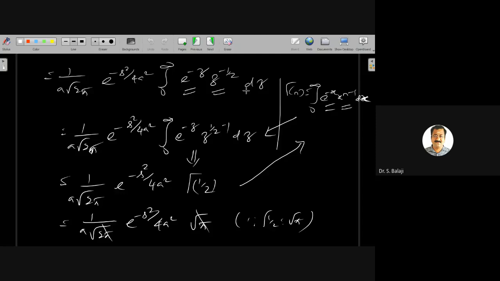So we have 1 by a root of 2 pi e power minus s square by 4a square. You know the gamma integral definition: integral 0 to infinity e power minus x, x power n minus 1 dx. We need the n minus 1 form here, e power minus z with z power something minus 1. For that, you can write minus 1 by 2 as 1 by 2 minus 1, so z power 1 by 2 minus 1.